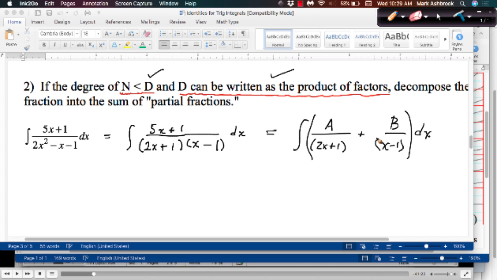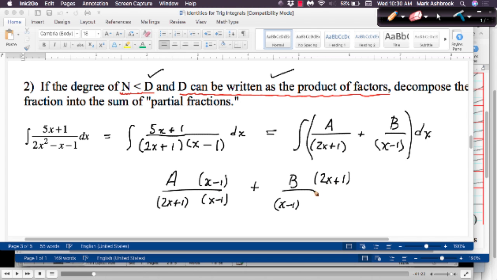Okay, so how do we add these together? We know our common denominator can be 2x plus 1 times x minus 1. So to the first fraction, what do we have to do? We've got to do that. And the second one? We're going to multiply top and bottom by 2x plus 1. And now we have the common denominator, and now we can add.